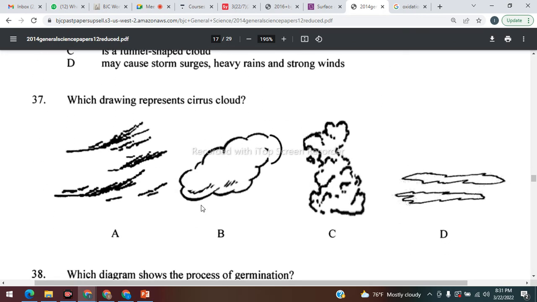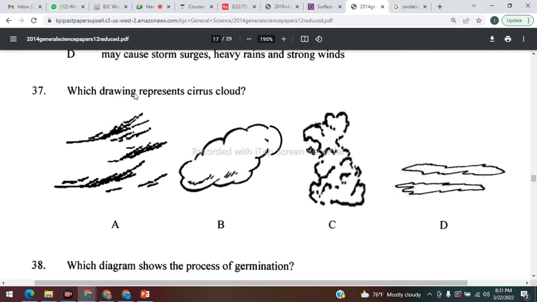Number 37. Which drawing represents the Cirrus cloud? What does that mean? I don't know this, but I'll take a guess. Okay, I'll take a guess too. I feel C. You feeling C? I feel C also. I feel A, but I'm feeling D. I feel C because C looks like a cloud that comes out of an explosion.